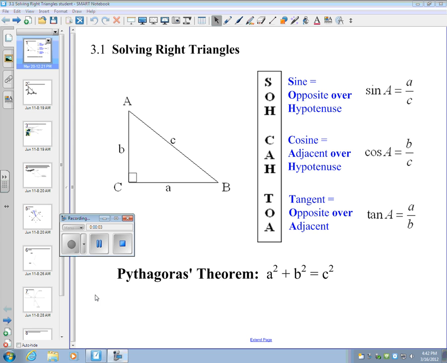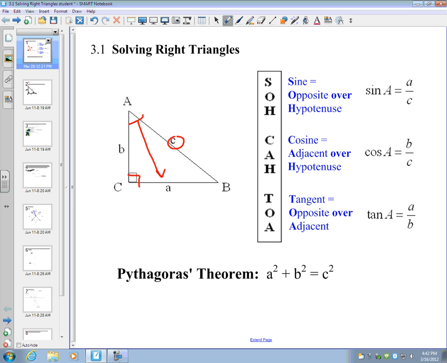3.1, solving right triangles. So a couple things just to review. SOH CAH TOA. We can use sine, cos, and tan when we have a right triangle. You should know these off by heart. So sine is opposite over hypotenuse. So if we're looking at sine of A, opposite and hypotenuse, so that's A over C. And I trust that you guys know this stuff.